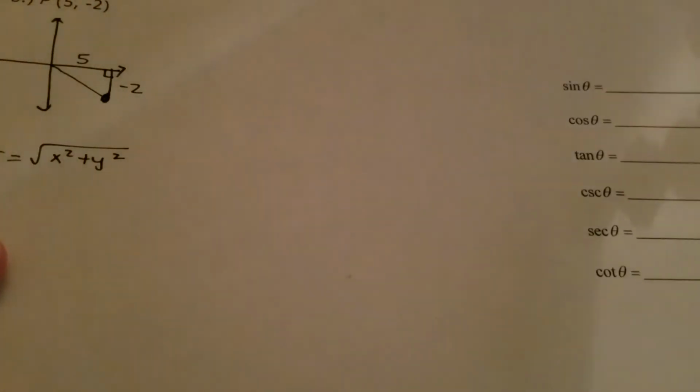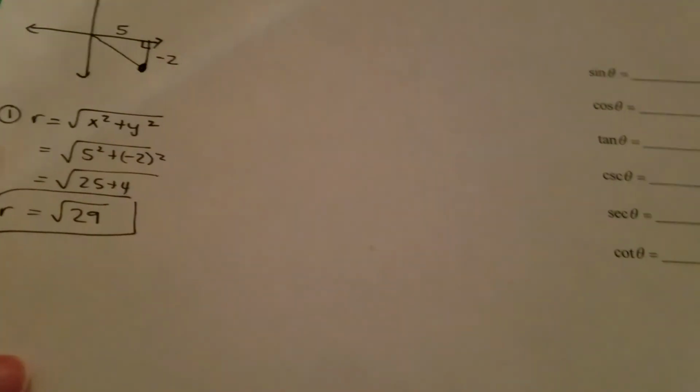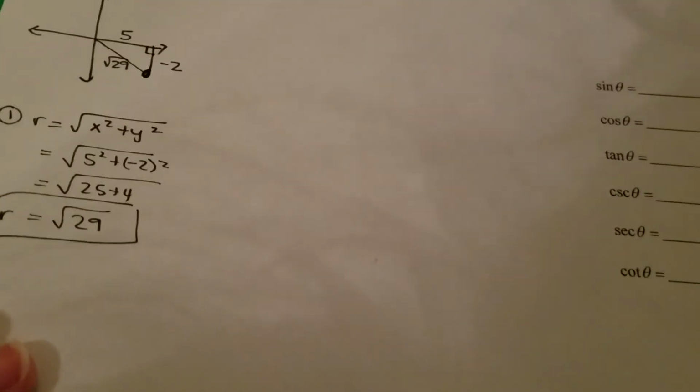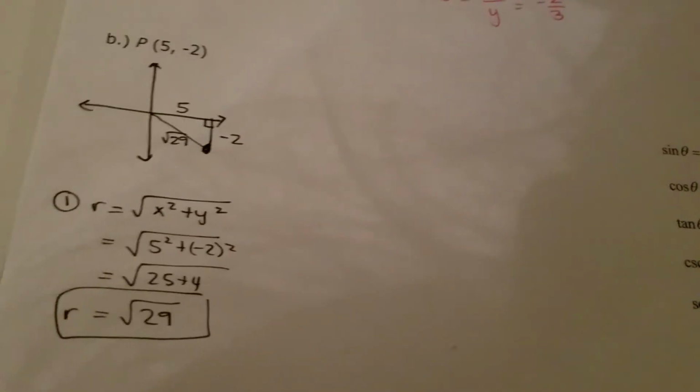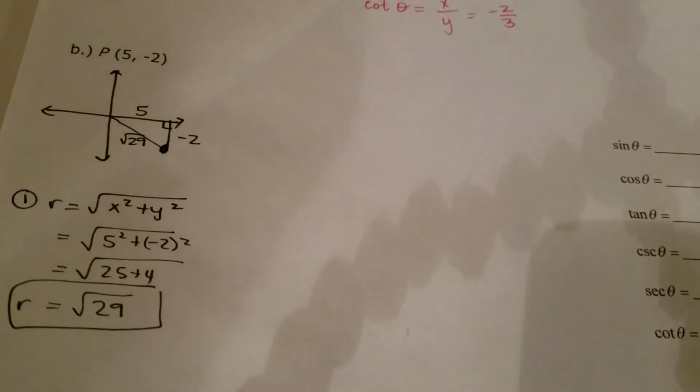So then my x was 5, this was -2. I'm going to find r. Remember, r is just the square root of x squared plus y squared, like we wrote on the first side. So 5 squared plus -2 squared is 25 plus 4, which is the square root of 29. There are no perfect squares that go into 29, so we are going to leave it just like that. And now we can find the trig functions.